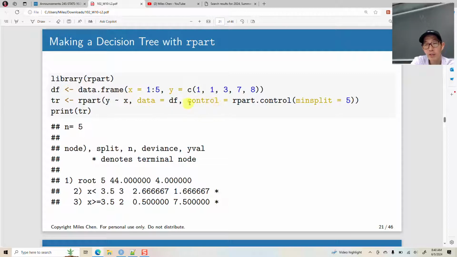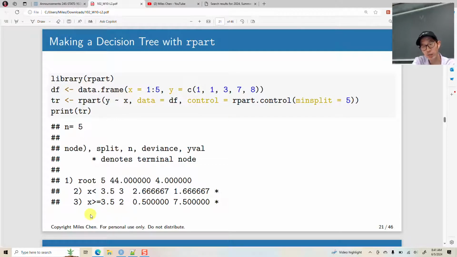Now I throw in this thing called control. You can control how rpart makes splits and whatnot. And generally, once it gets to maybe 5 observations in a final bucket, rpart doesn't make any further splits. But here I wanted to try to make a split, so I use rpart control there. And this is the resulting tree. This might be a little bit hard to read, but you can see the split happens at x is 3.5.